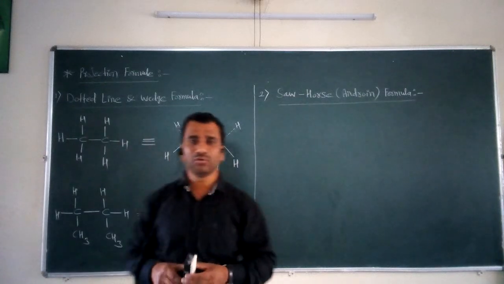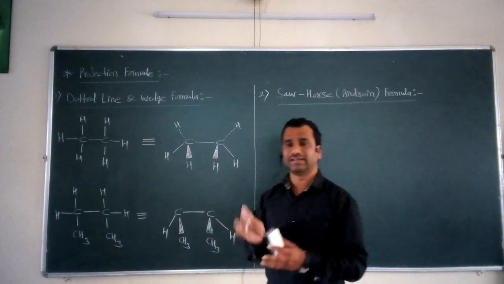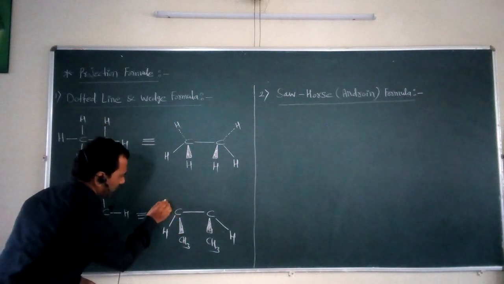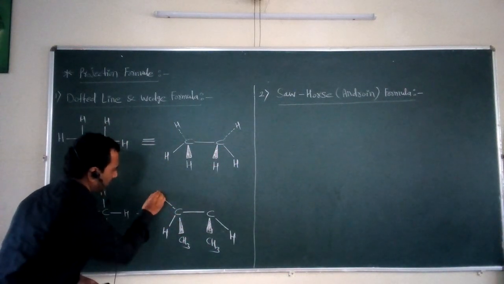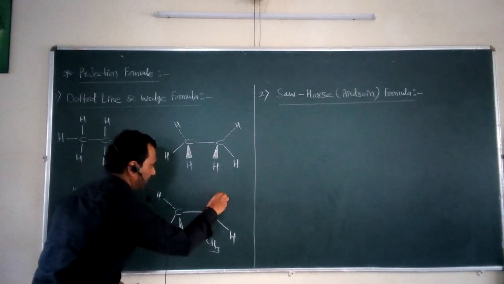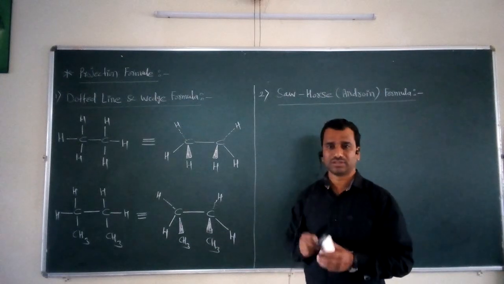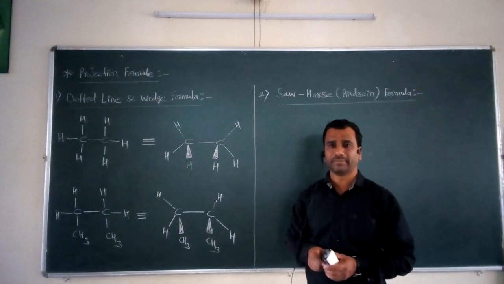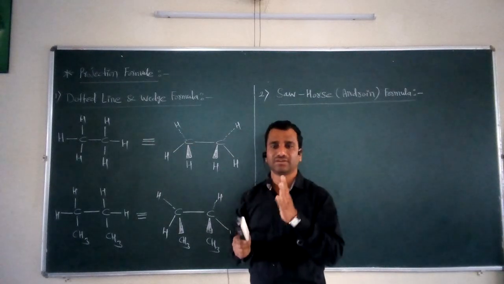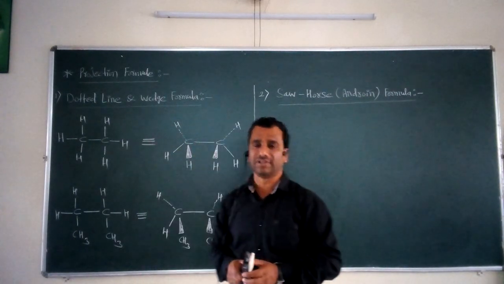Then the remaining two hydrogen atoms are there. These two hydrogen atoms are present below the plane, and that's why they are indicated by the dotted line. So these remaining two hydrogen atoms are indicated by the dotted line, and that indicates that they are present below the plane. So this is the representation of the n-butane molecule by using the dotted line and wedge formula. This is the first important method, called the dotted line and wedge formula.